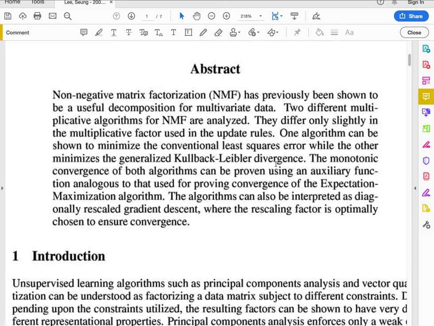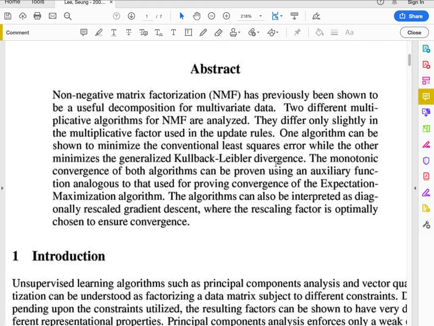One algorithm can be shown to minimize the conventional least squares error while the other minimizes the generalized Kullback-Leibler divergence. So two algorithms are shown. One is minimizing least square error, which you all have mastered already, right? And the other is KL divergence, which you also have mastered. So that's why this paper is very relevant. But the approach which they use is very different and it's very impressive.